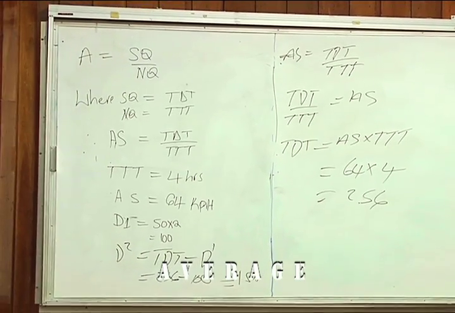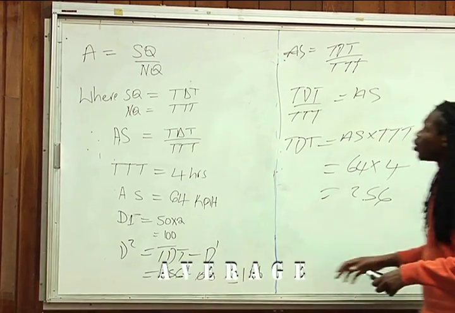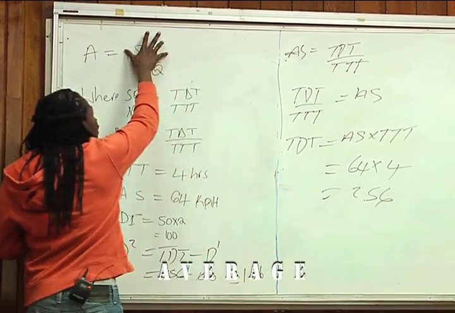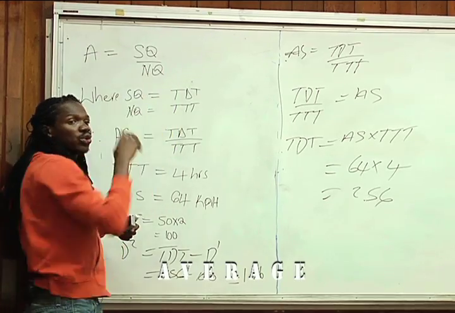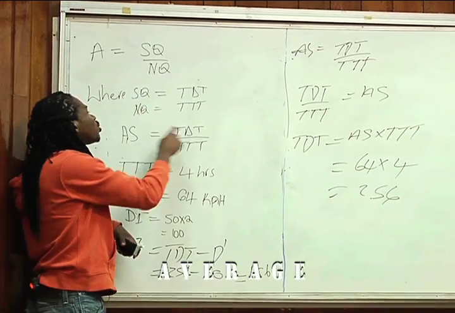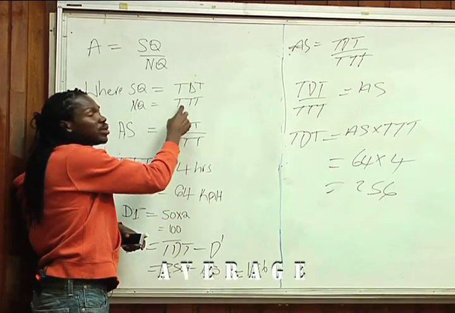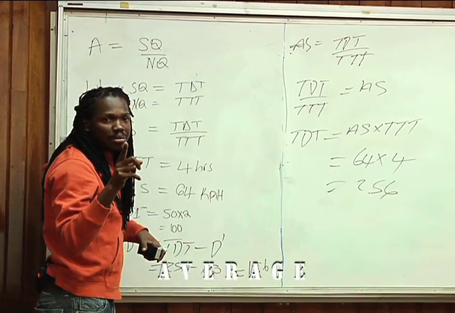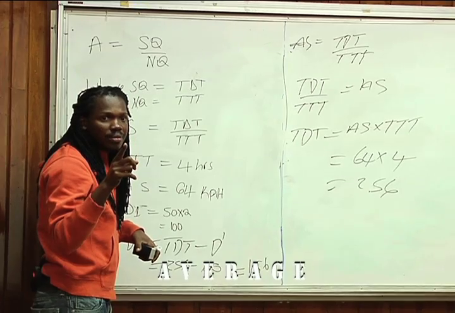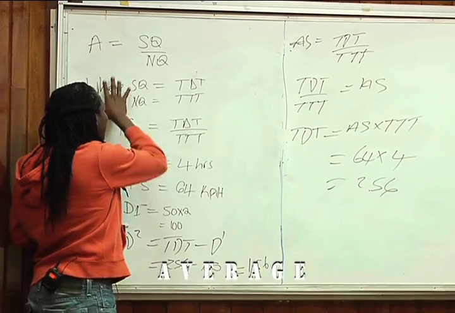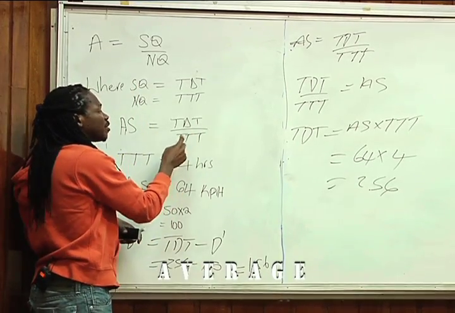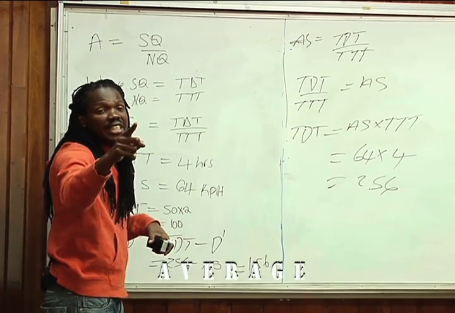Just logic. So the first thing we write down, what is the average thing? If you want to maintain this SQ over NQ, when it comes to speed, SQ is TDT, total distance traveled, and NQ is TTT, total time traveled. So therefore, the average is total distance traveled over total time traveled. That is the average speed.